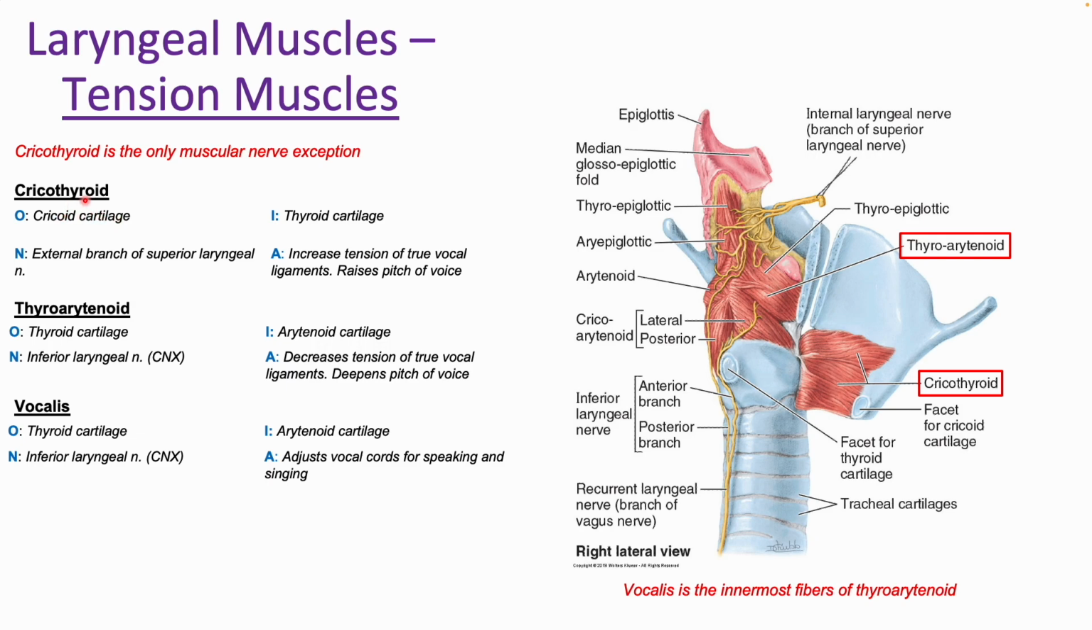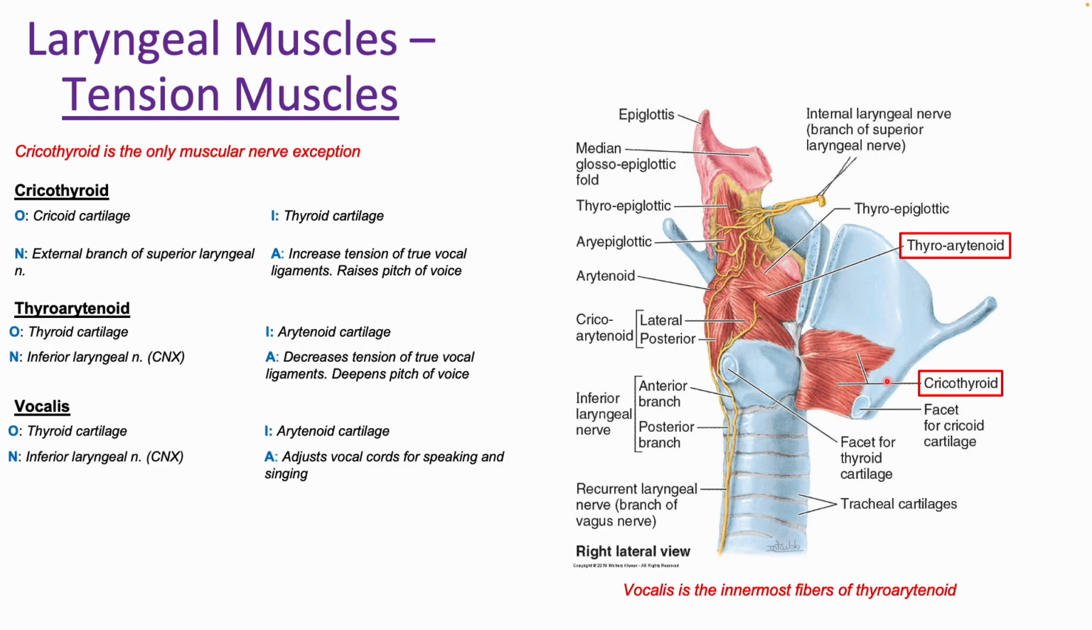First we have our cricothyroid. That is going to make your voice really high. It's going to increase tension of the true vocal folds, of the true vocal ligaments, and raise the pitch of your voice. So anytime you see cricothyroid, I want you to say high pitch. Next we have our thyroarytenoid, which is going to decrease tension of your two vocal ligaments and deepen the pitch of your voice. So every time you see that, say deeper pitch. And then finally, we have our vocalis, which is going to adjust the vocal cords for speaking and singing. That's going to generally adjust your tune and stuff like that. The vocalis is actually the innermost fibers of the thyroarytenoid.